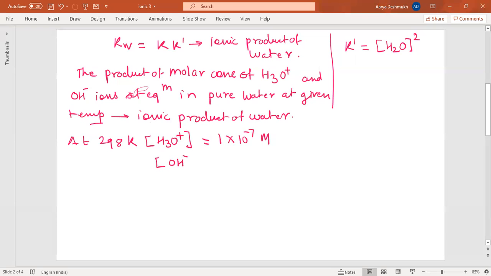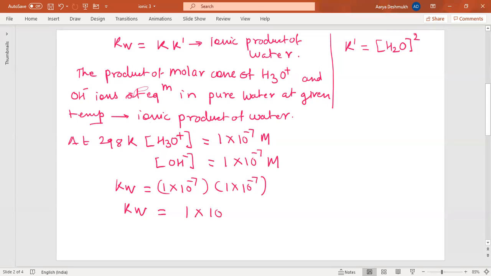The concentration of OH minus ion is found to be 1 into 10 raised to minus 7 molar, means moles per dm cube. So Kw, you can write as 1 into 10 raised to minus 7 into 1 into 10 raised to minus 7, isn't it? So it is found that Kw equals 1 into 10 raised to minus 14.